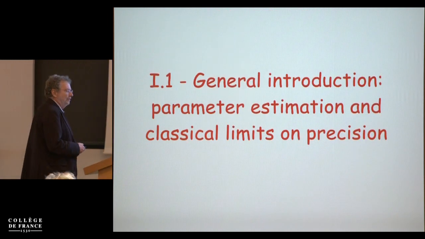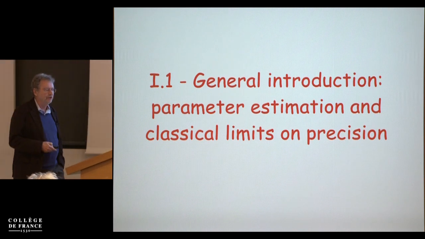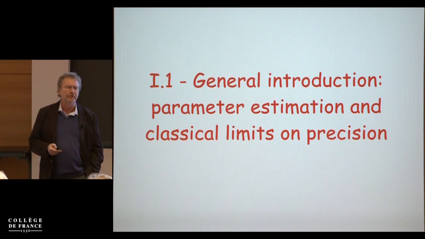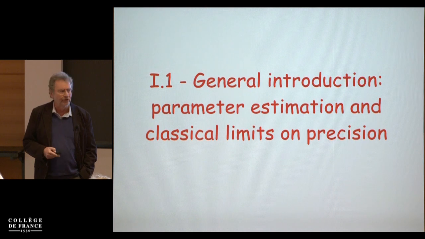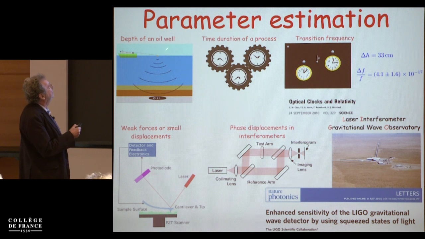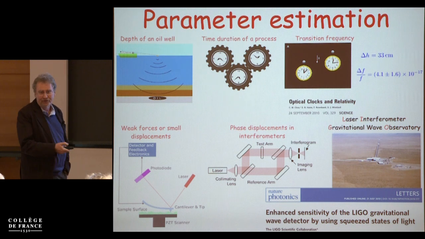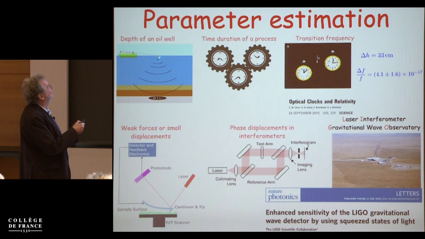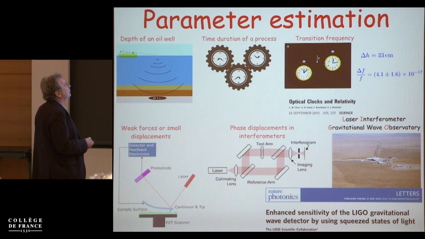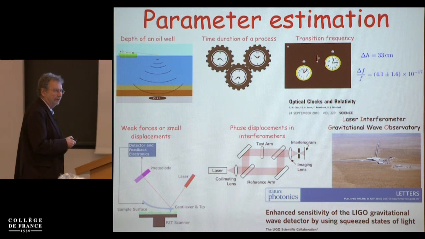So we start with Leçon 1, and the idea here is to give you a general introduction on parameter estimation and classical limits on precision. Now, parameter estimation is actually important for several areas of science. We might be interested in, for instance, estimating the depth of an oil well. This example was more valuable some years ago. It's less valuable now. In order to do that, we could send, for instance, sound waves and look at the reflected waves, and with that estimate the depth. So the sound waves are the probe for estimating this depth.